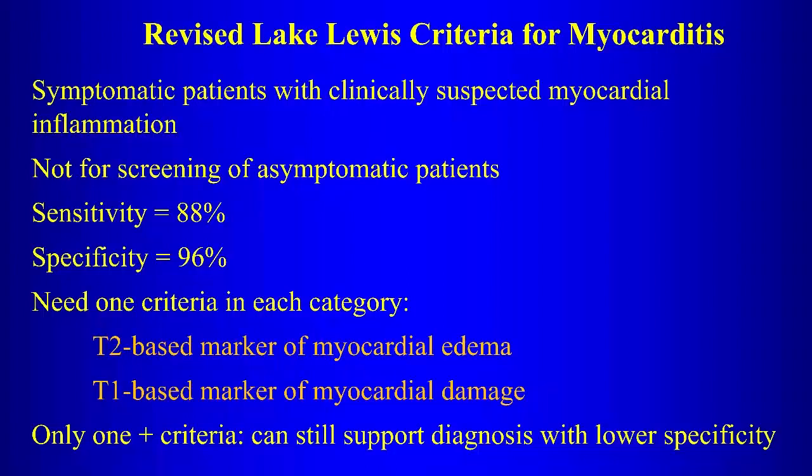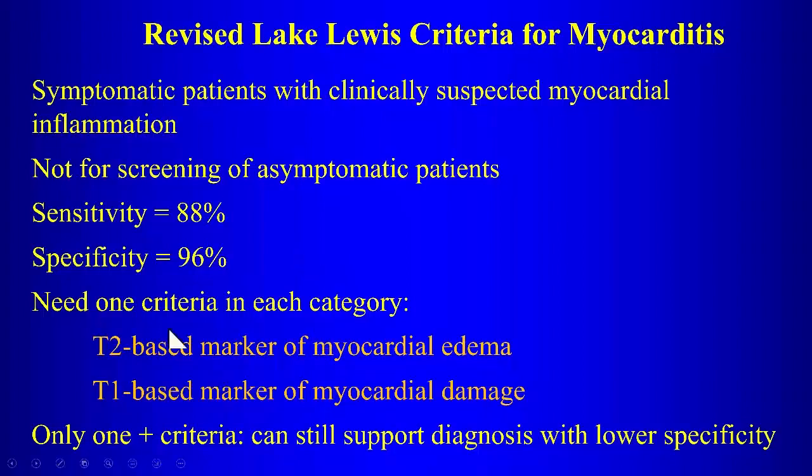So you don't use these criteria. These are not screening criteria for asymptomatic patients. These are criteria that we use in symptomatic patients. They have a sensitivity of 88% and specificity of 96% for accurately diagnosing myocarditis.